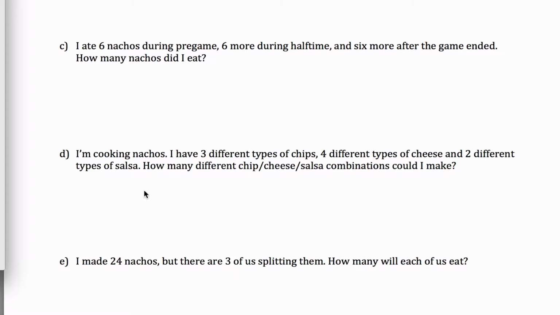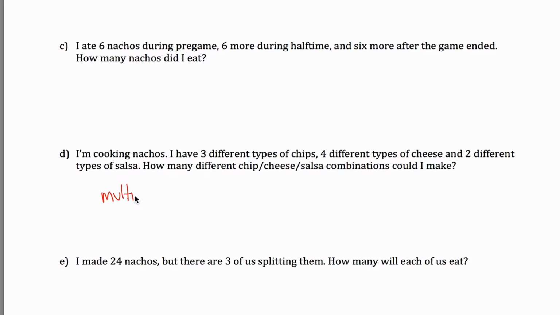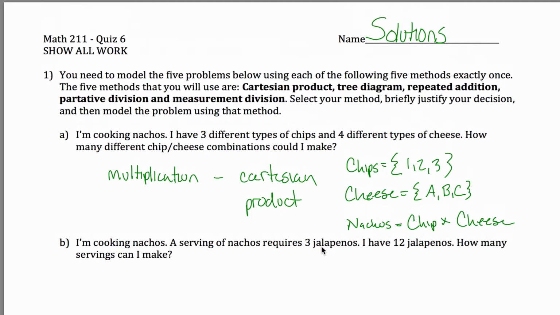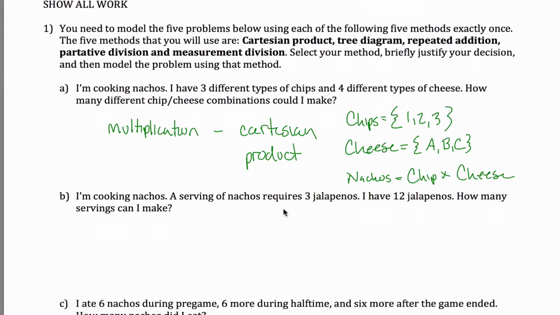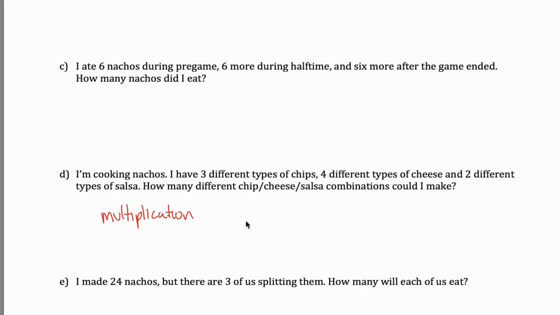part D here, I'm cooking nachos. I have 3 different types of chips, same story, 4 different types of cheese, but now I have 2 different types of salsa. So how many different chip, cheese, salsa combinations can I have? Well, this is still multiplication, but now really what we're doing is multiplying 3 times 4 times 2. And we didn't learn in our class how to use the Cartesian product when you have 3 different sets: chips, cheese, and salsa. So you could not use the Cartesian product down here, and I think it would be really difficult to use repeated addition. Since you have 3 different choices to make, your tree method makes a lot of sense.